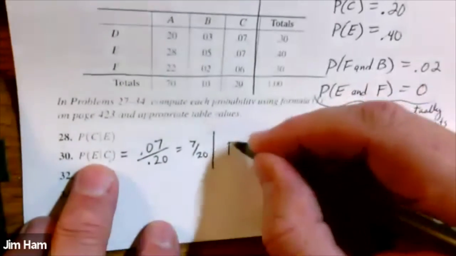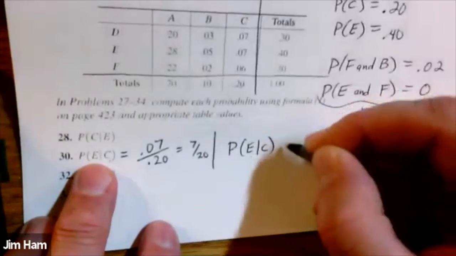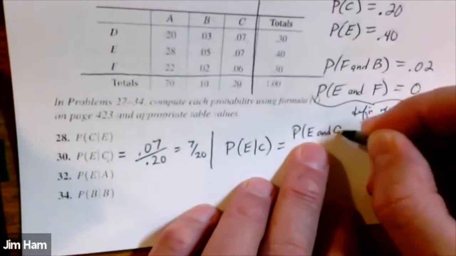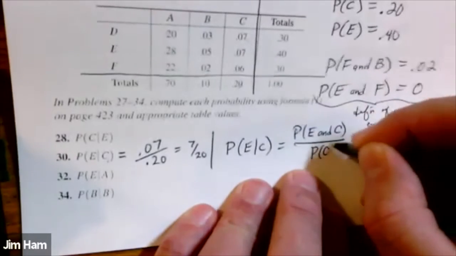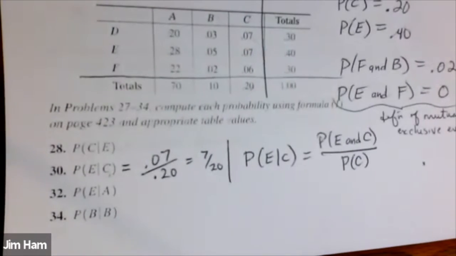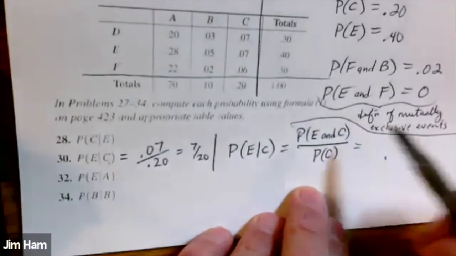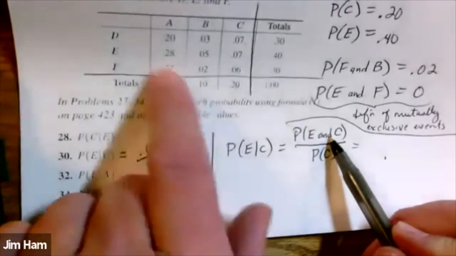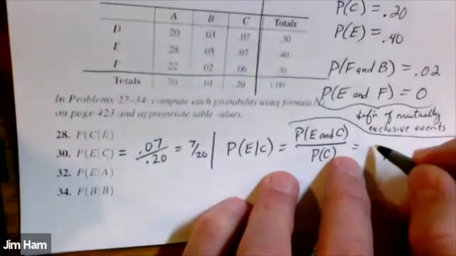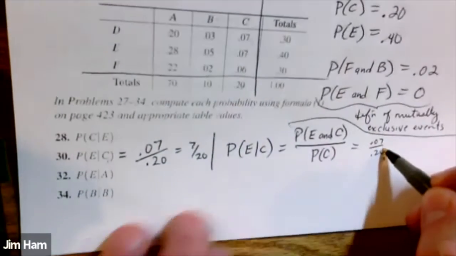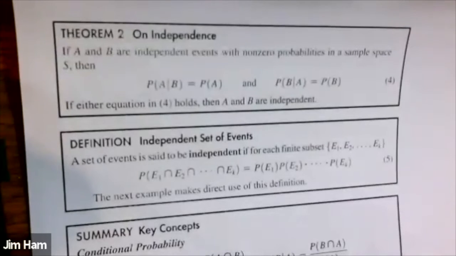Now by formula, the probability of E given C is equal to the probability of E and C, this is E intersect C, divided by the probability of C. If you use the formula, then this is what you would get. The probability of E and C is 0.07, and the probability of C is 0.20. See how we get the same thing? 7/20.